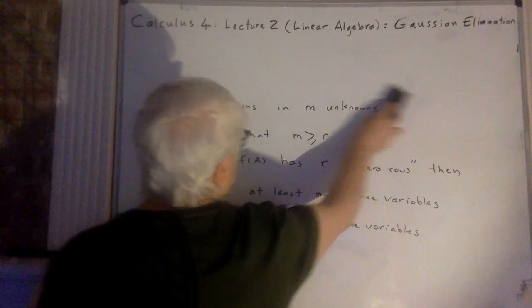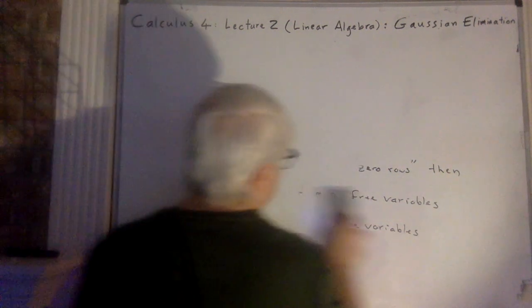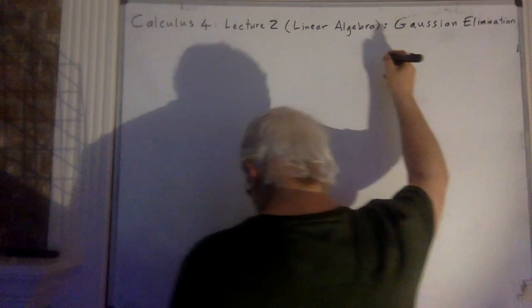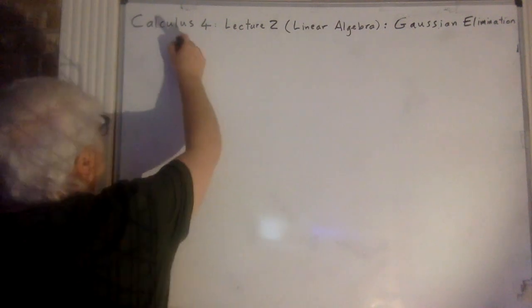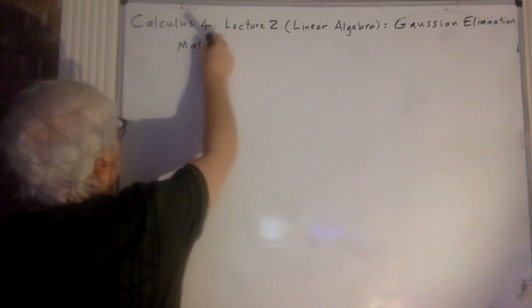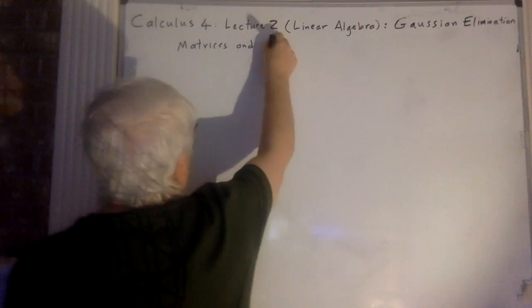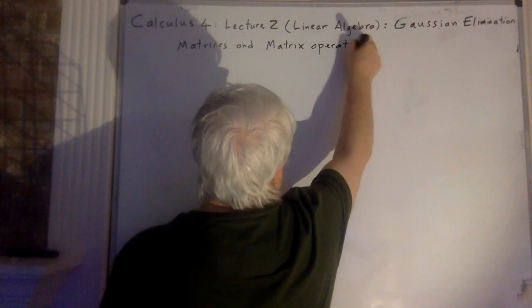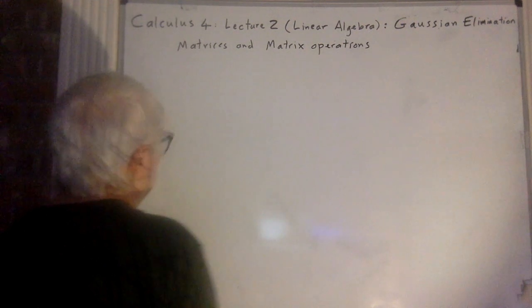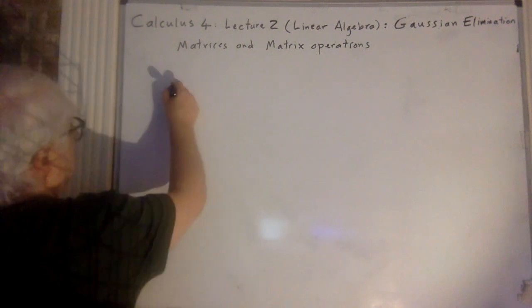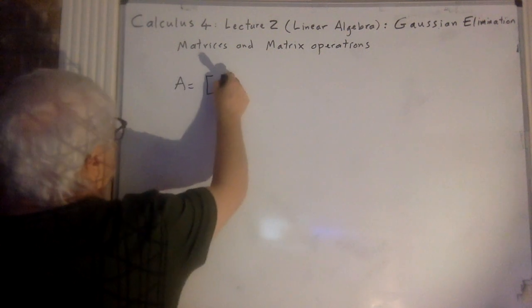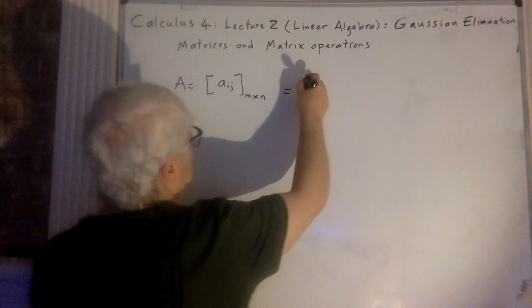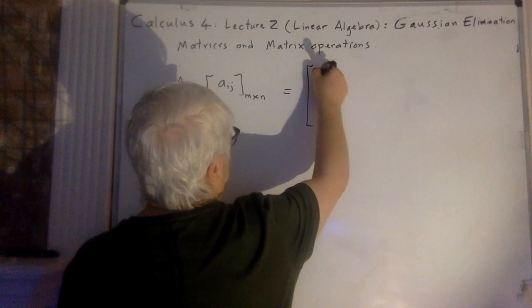Still, we are in lecture 2, and I will start with matrices and matrix operations. So, a matrix A, which we write like this, a_ij, and we write m by n here. So this looks like this. You have some entries.